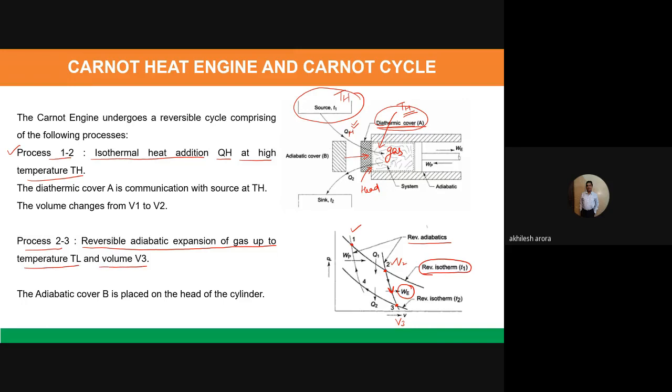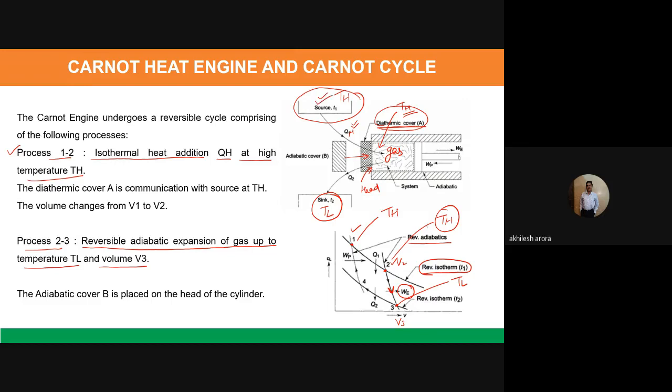So one thing is important to note here. Point number 1, the temperature is TH. Point number 2, once again the temperature is TH, because it's a reversible isothermal process, and during the process 2 to 3, temperature at point 2 is TH, whereas the temperature at point 3 is TL. This is the temperature TL. So the system reaches the lower temperature TL, that is the temperature of the sink here, and TH was the temperature of the source here.